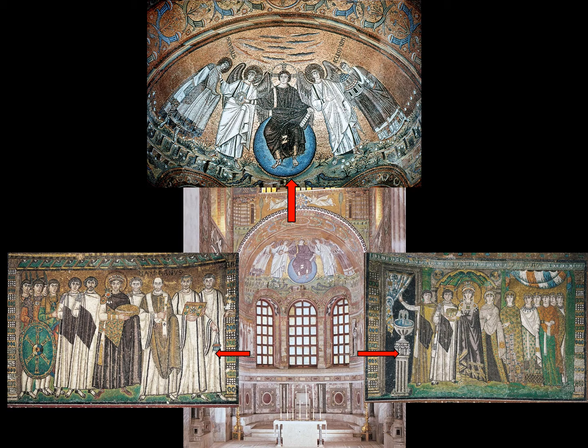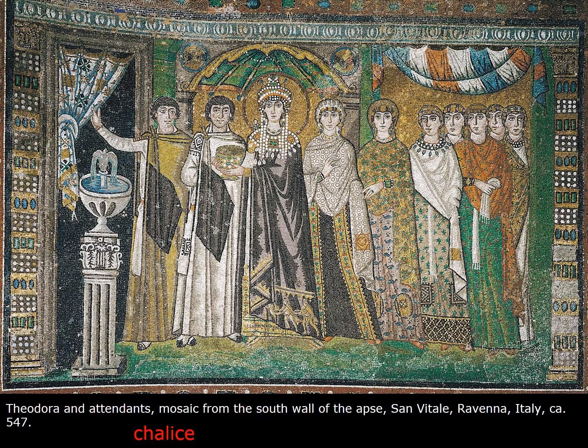So let's step back again and make sure we know where we are. We saw Jesus on the very top of the apse, and then we've just looked at Justinian on one side. Now we're going to go over to the other side and look at the image with Theodora. This is Theodora and the attendants.